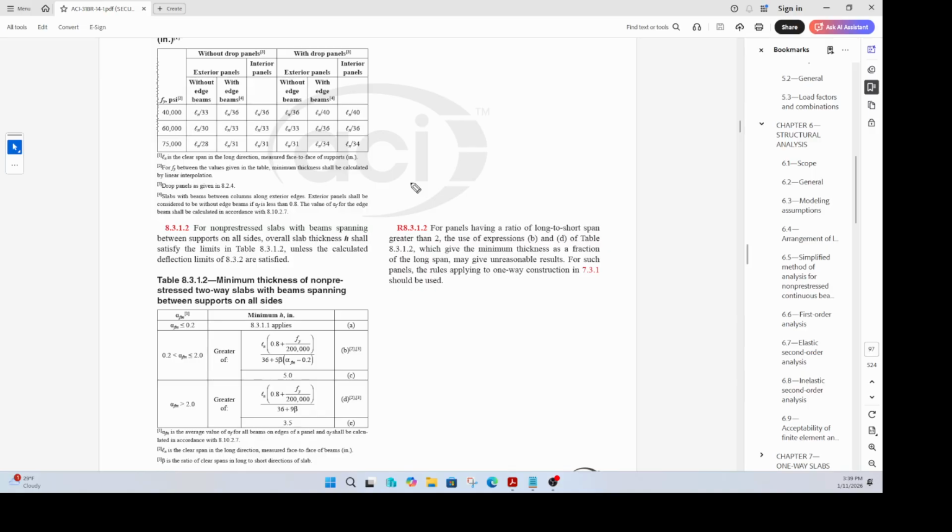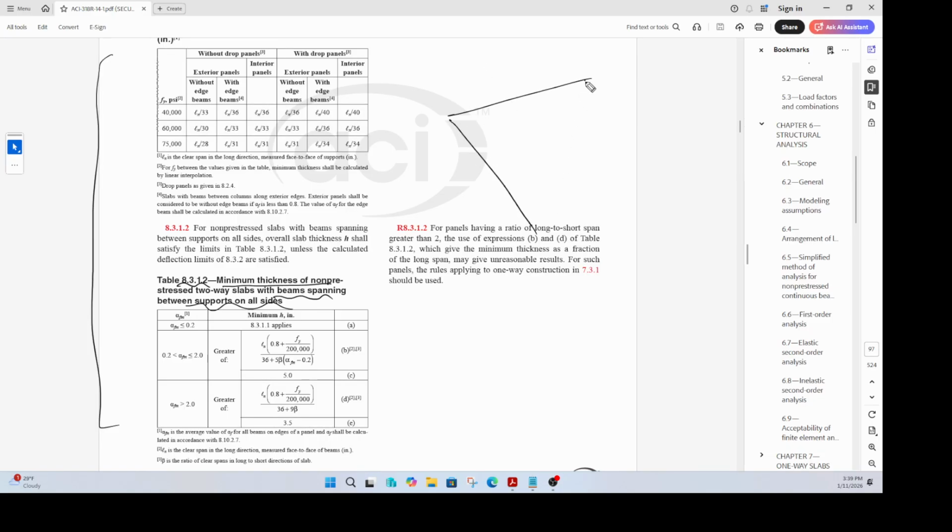And this is again for minimum thickness. We are still in the minimum thickness. This entire section is to decide the minimum thickness of a slab. But this portion here, table 8.3.1.2, is the minimum thickness of a non-prestressed two-way slab with beams spanning on all sides. For example, that means you have a slab like that.